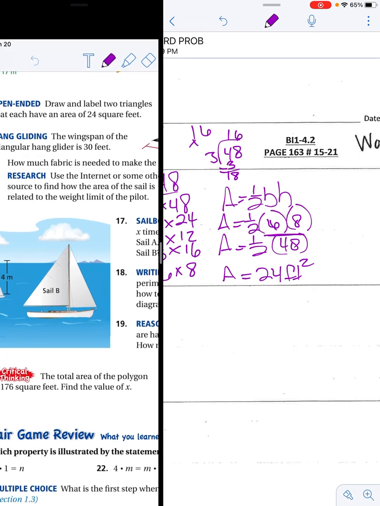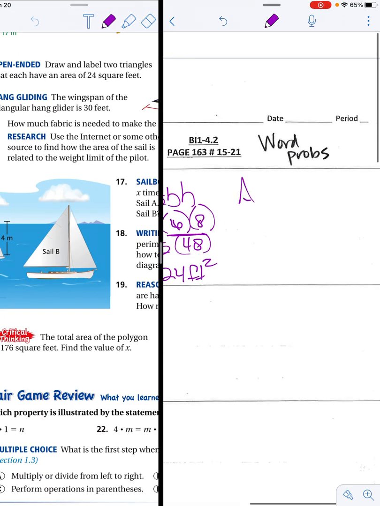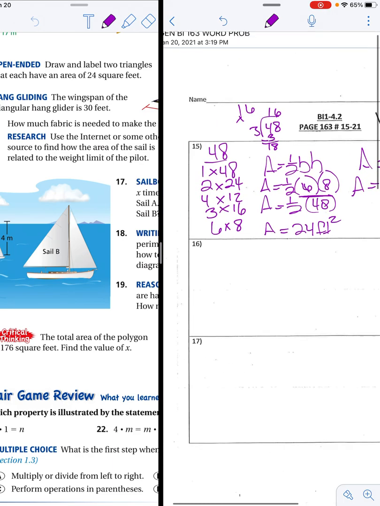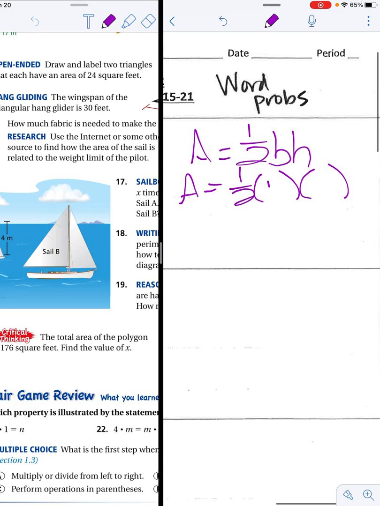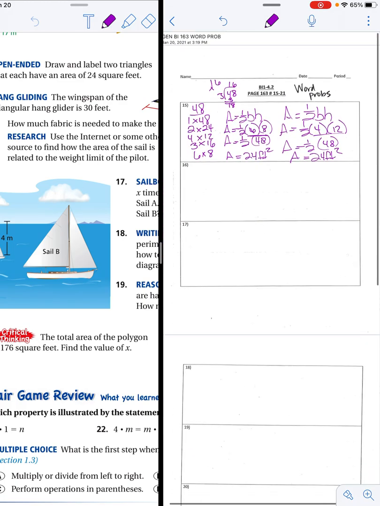Number 15 wants 2. Okay, so we can do another one. Again, you can choose any of those dimensions that get us to 48 over here. So we can do 4 and 12. 4 times 12 is 48. Half of 48 is 24. Okay, so that's how we would do that first one.